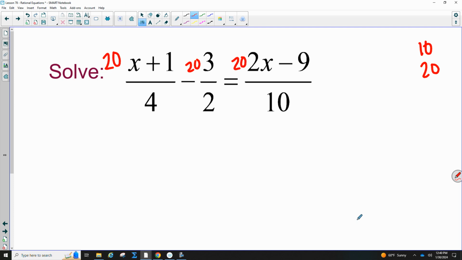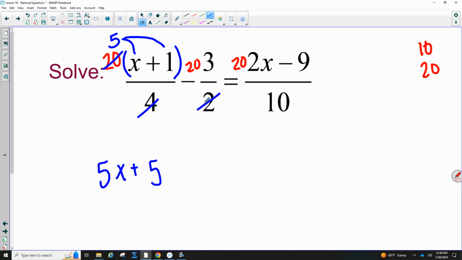All right, how many times does 4 go into 20? 5 times. Now, you have to distribute this. It's like there are parentheses, okay? So this 5 has to multiply to the x and to the 1. So this would be 5x plus 5. All right, how many times does 2 go into 20? 10 times. Then multiply to the 3. There is a minus sign, so it's minus 30.